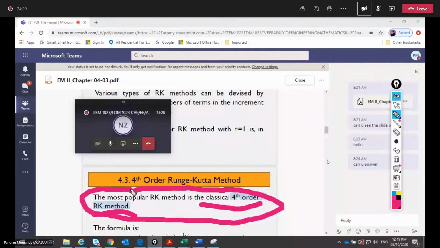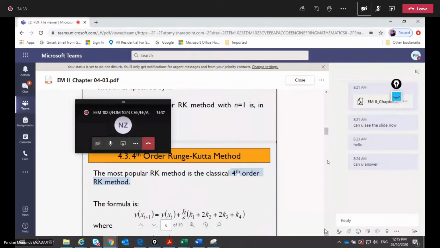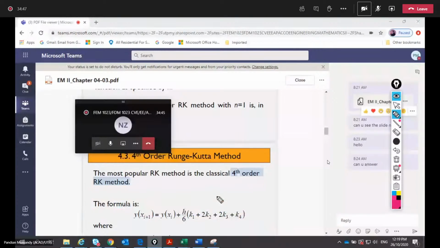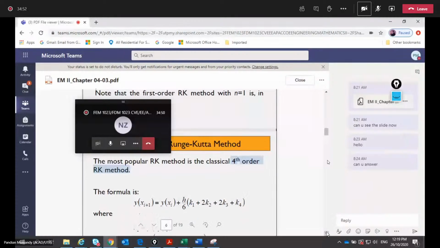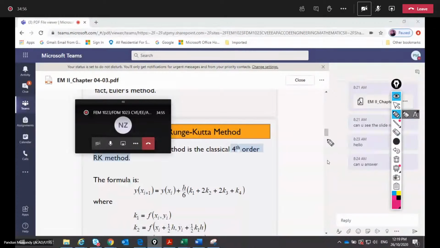Thank God. Alright, so the most popular Runge-Kutta is very interesting, class. If you really pay attention, it will be very interesting. This Runge-Kutta method is very good for solving basically engineering problems. So the formula goes like this. Actually, the formula is this one.